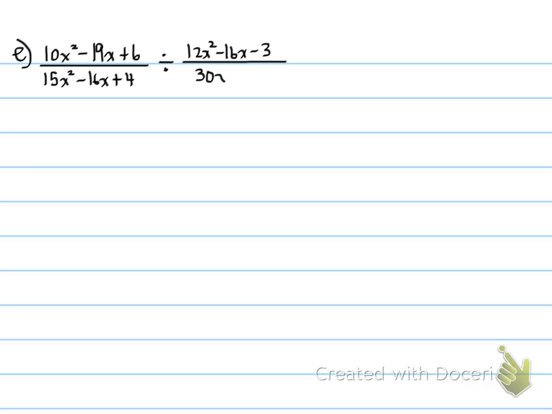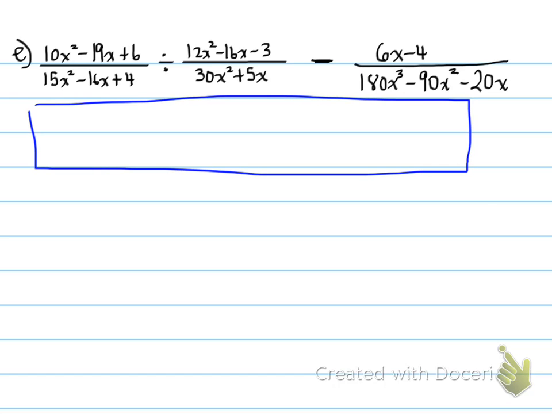So the next one, part E: 10x squared minus 19x plus 6 over 15x squared minus 16x plus 4, divided by 12x squared minus 16x minus 3 over 30x squared plus 5x, minus 6x minus 4 over 180x cubed minus 90x squared minus 20x. Okay, folks, so this is a really big one here.